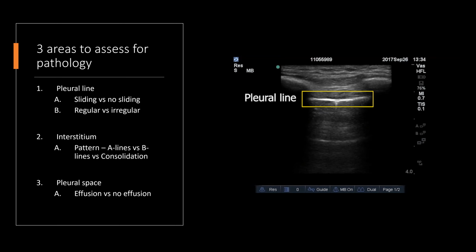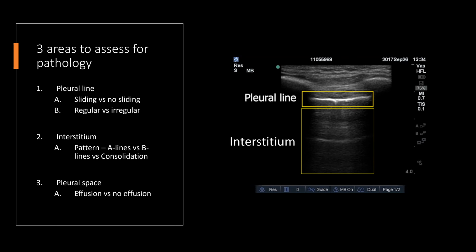The second area is the interstitium, which can be seen in the yellow box here. And as we'll get into, we want to identify a pattern, whether it's an A-line pattern, B-line pattern, or consolidation. And then the last spot we want to look at is the pleural space, as highlighted in the red box. And in this, of course, there's no clear effusion, as we'll explain later. But this would be the main thing that we're looking for in the pleural space, is an effusion.